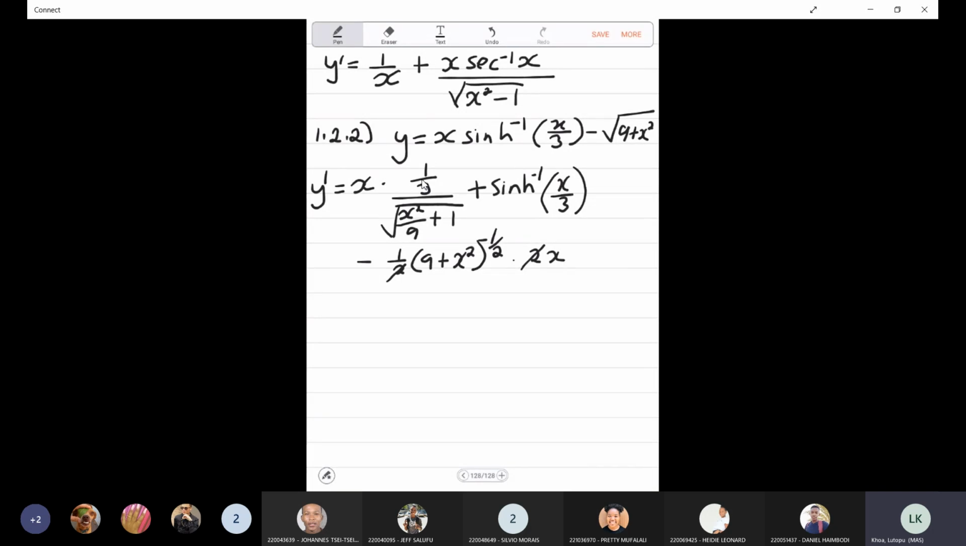Okay, so y prime, this is x/3, and then in the denominator I have (x² + 9)/9 plus hyperbolic sine inverse of x/3, minus x over the square root of x² plus 9.